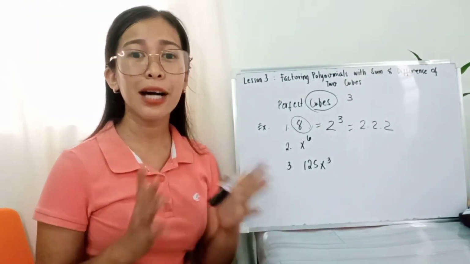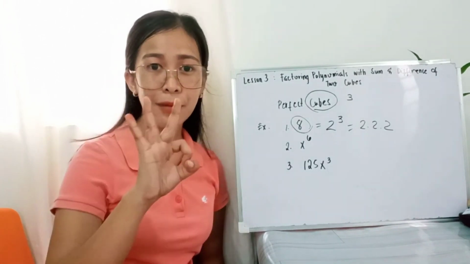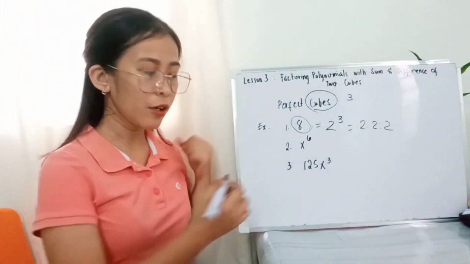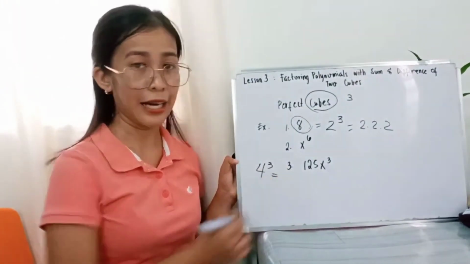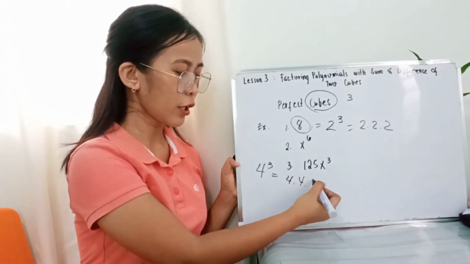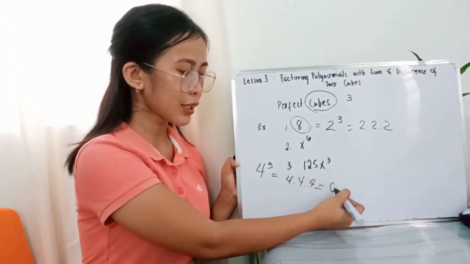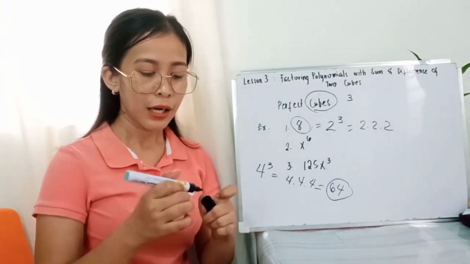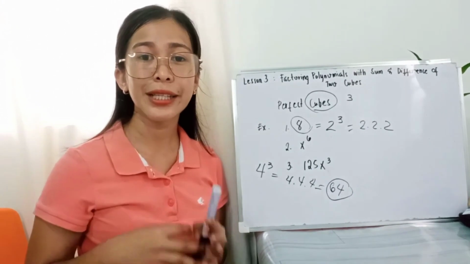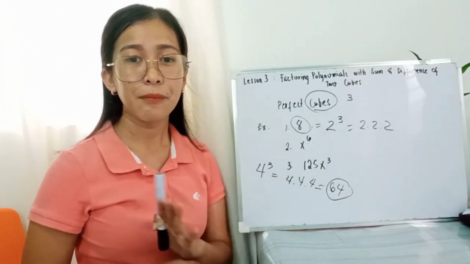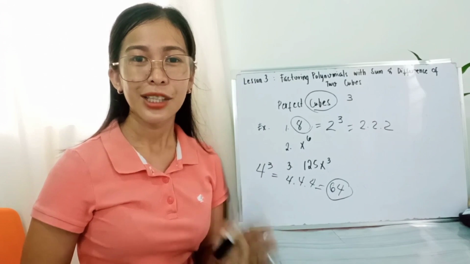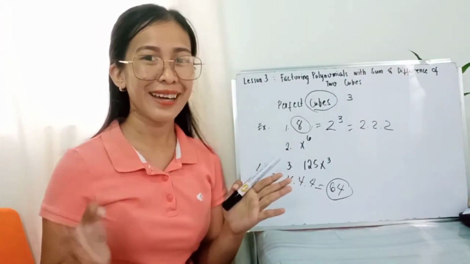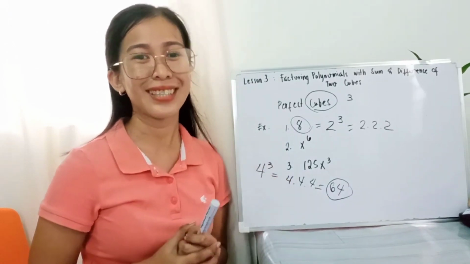Tip lang sa inyo, any number you multiply 3 times, the answer would be a perfect cube. For example, 4 raised to 3. Ayan. 4 times 4 times 4, di ba? So, that is 64. Therefore, 64 is a perfect cube. Any number you multiply 3 times by itself, the answer is a perfect cube. Kagaya lang din to ng definition ng perfect square, no? So, wag natin masyadong pakomplikahin ang mathematics kasi nga math is really fun, right?